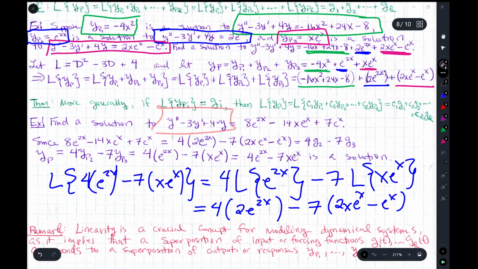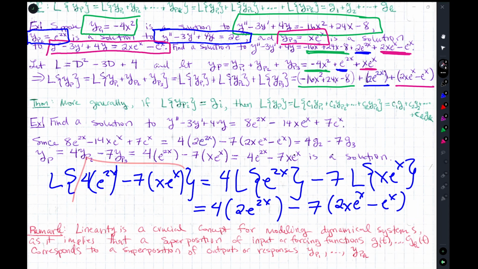And L operating on y is precisely the same L. We had the same L in this example as we do here. So we just showed that this is a particular solution to the non-homogeneous equation that we have there. It satisfies the differential equation.